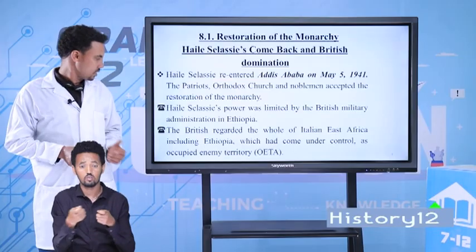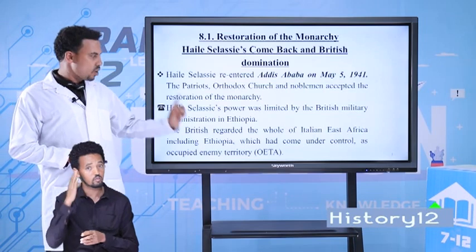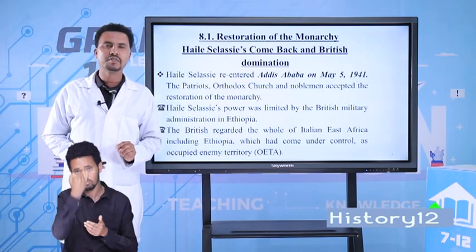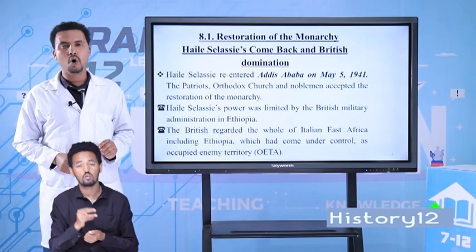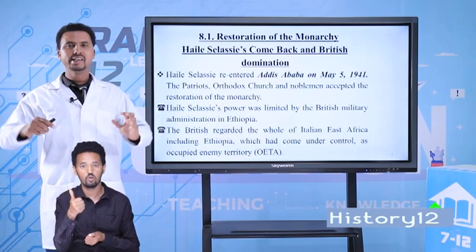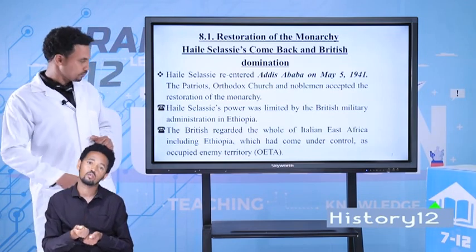Then the patriots, the Orthodox Church, and noblemen accepted the restoration of the monarchy. But the power of Emperor Haile Selassie was under the domination of the British. The British regarded the whole of Italian East Africa as OETA. OETA means occupied enemy territory.